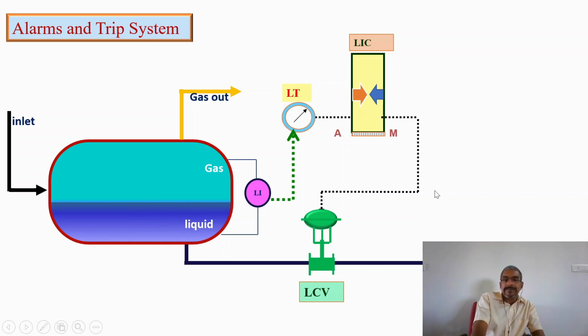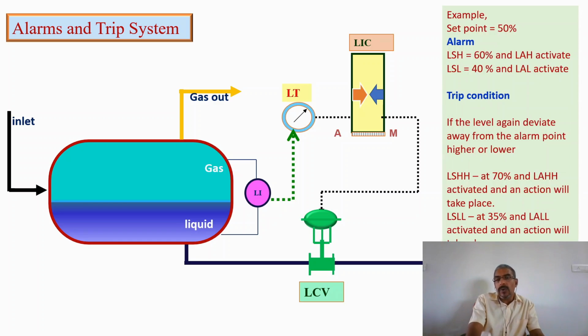So in this one, let us see how the alarms and trip system work. I have made an example here. For example, the set point is here 50%. So 50% level of oil is our set point. The separator should always work, that is the plant design, at a level of 50 percent inside.